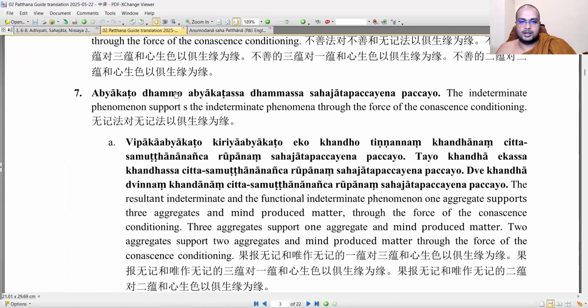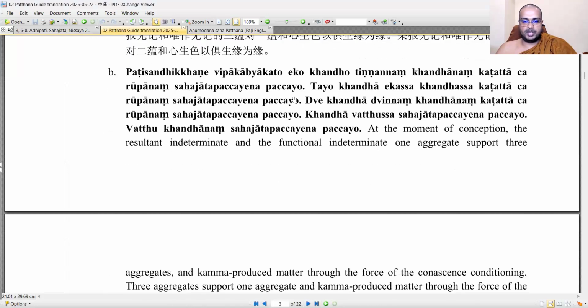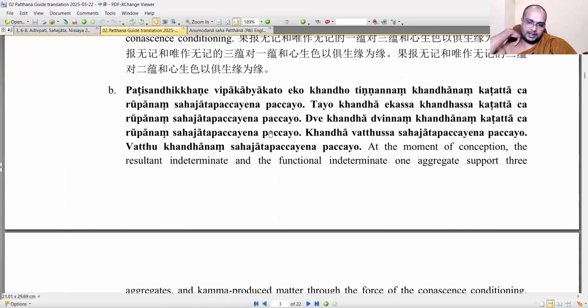So, okay, this is the Abhyakata, where this Paṭṭhāna moment is coming. So now we have to understand. It's true, I also had the same problem because there will be a repetition. When I was learning, I had the same problem like you. So here it explains: Paṭṭhāna-Pañhāvara vipaka abhyakato eko khandu tindanang kandanang katattasa rupanang sahajata paccayana paccaya.